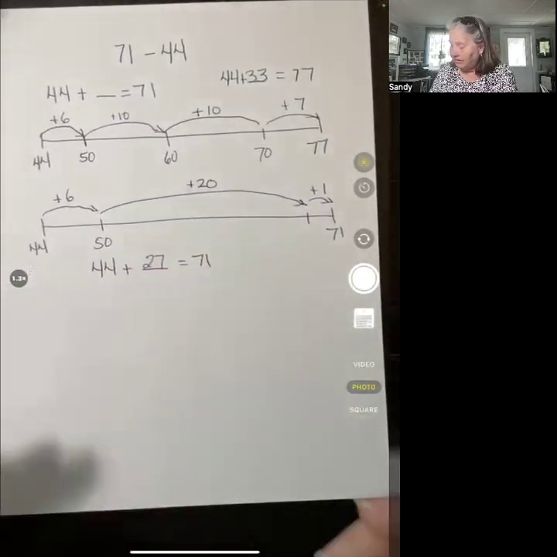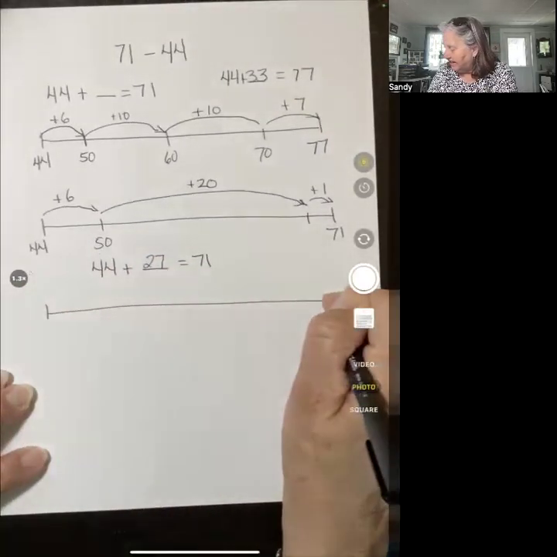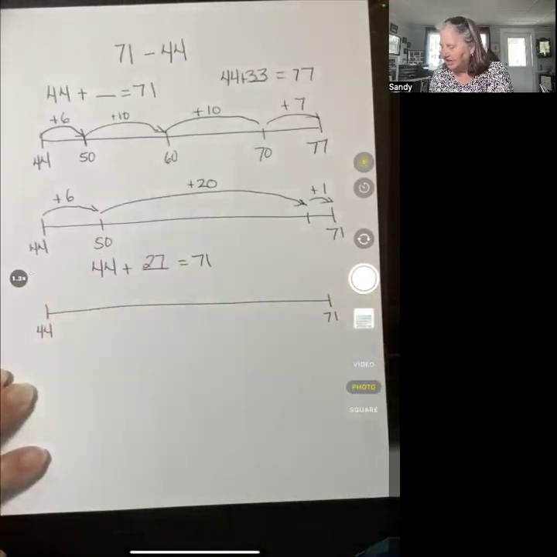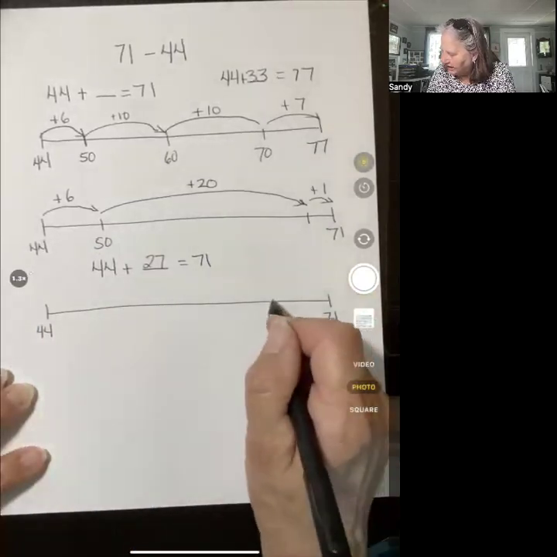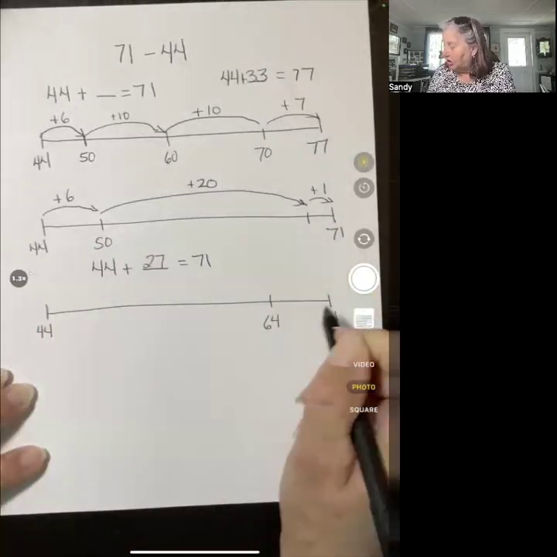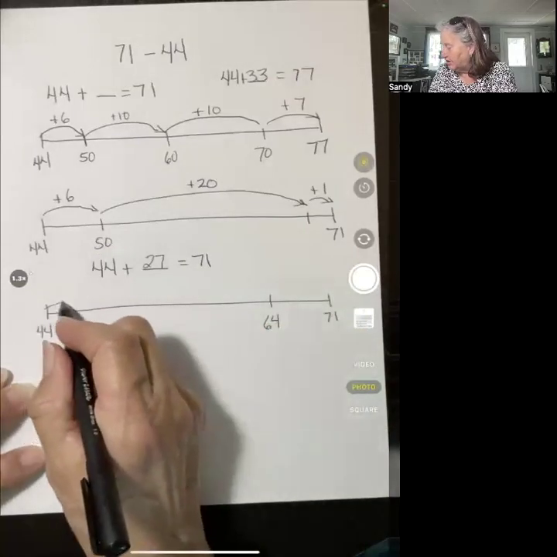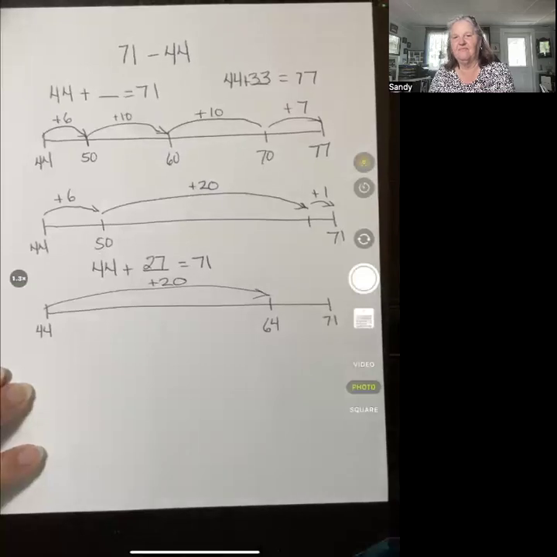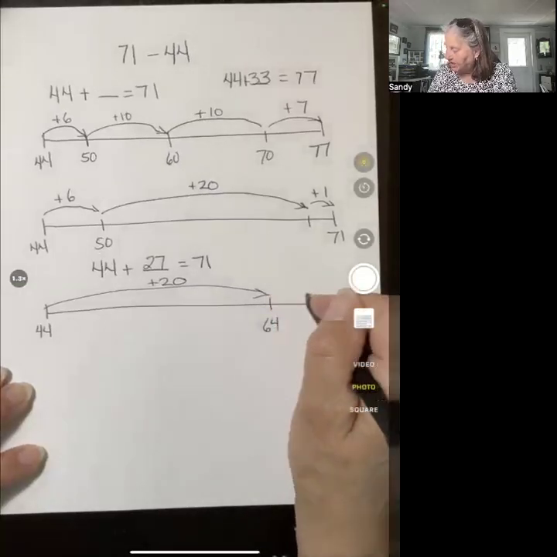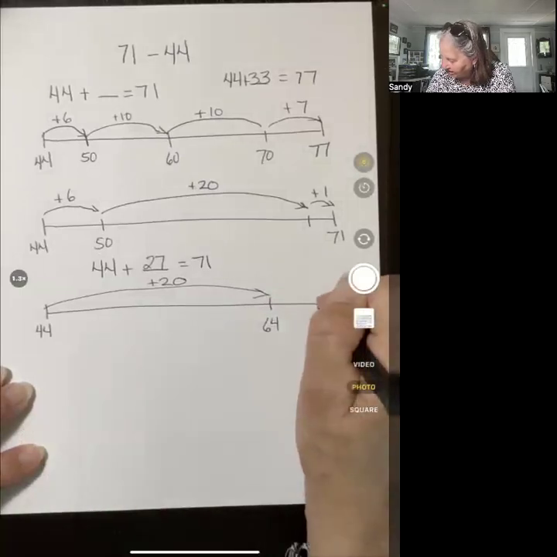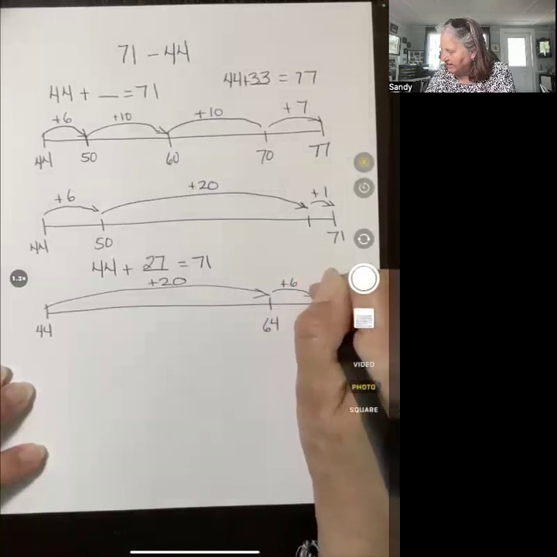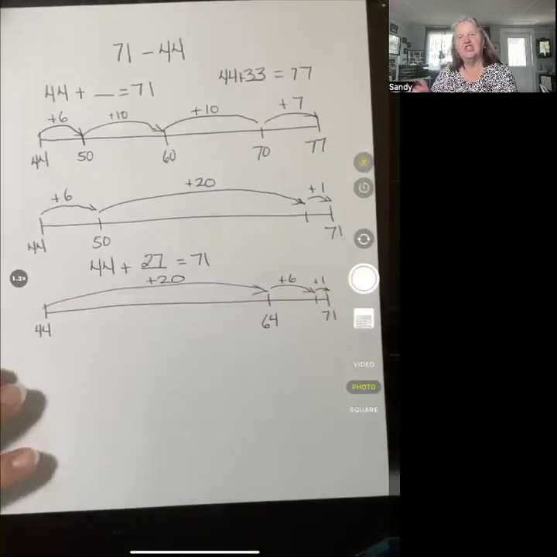Now, there are other ways, and there's a lot of variation in what we might see with your children here. Some kids will just automatically do a jump to get them close to 71. So they might do that jump of 20 up front, and then they may do a jump of 6 and one more. So you may still see the same jumps of what I just did, right? But just in a different order. You'll see all kinds of variations.